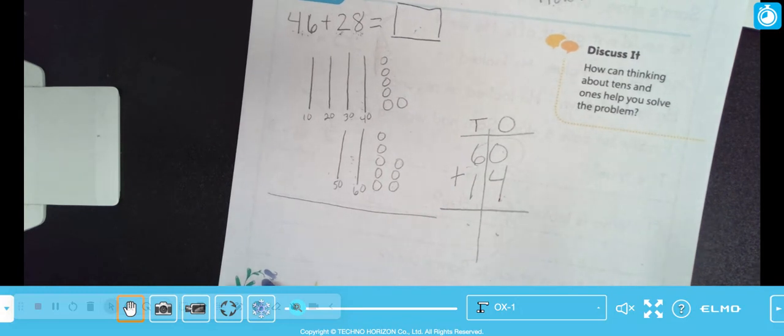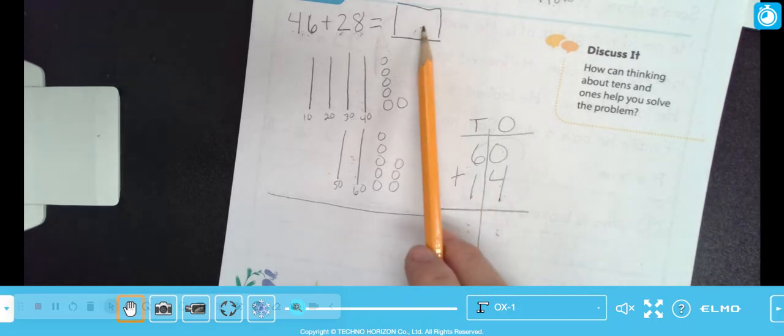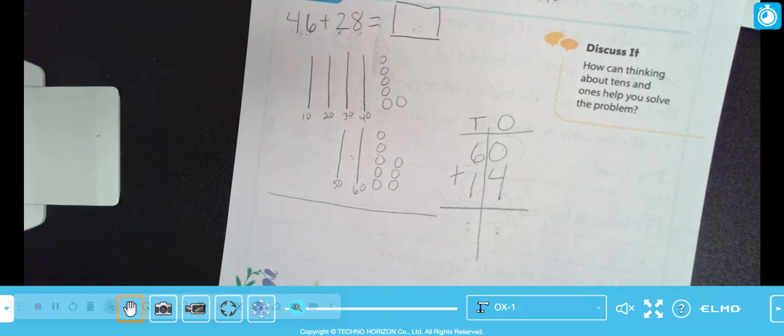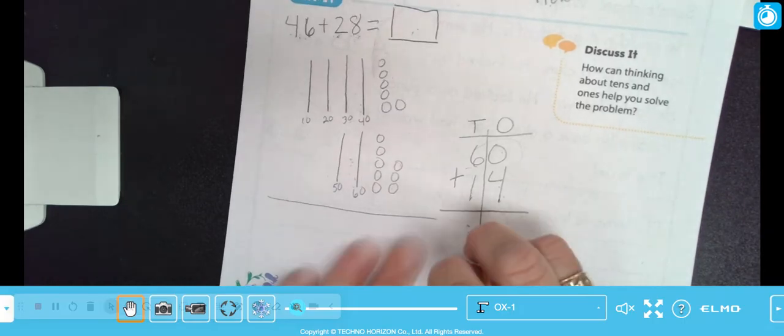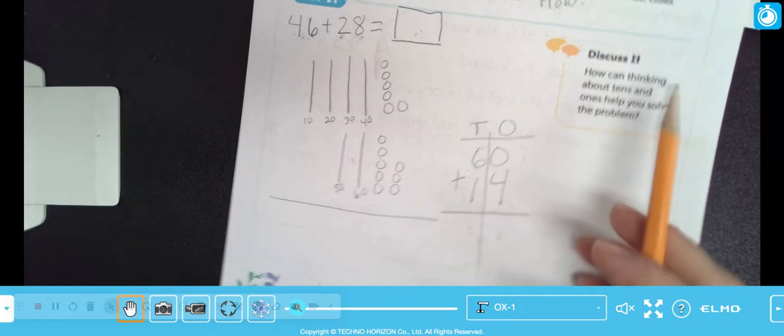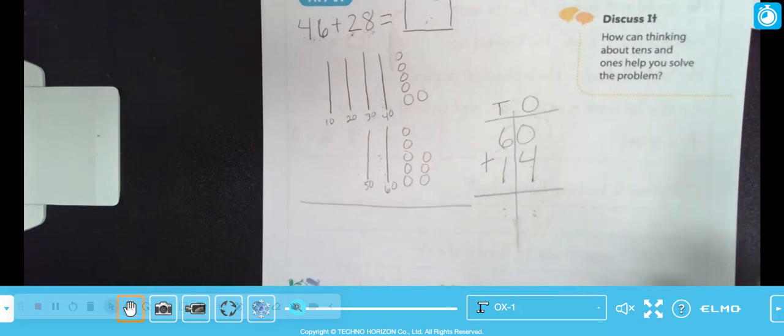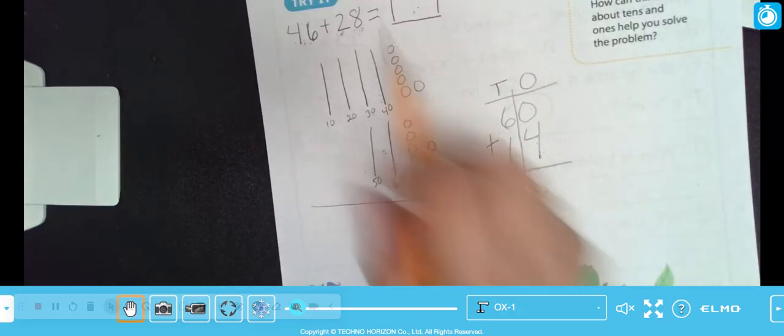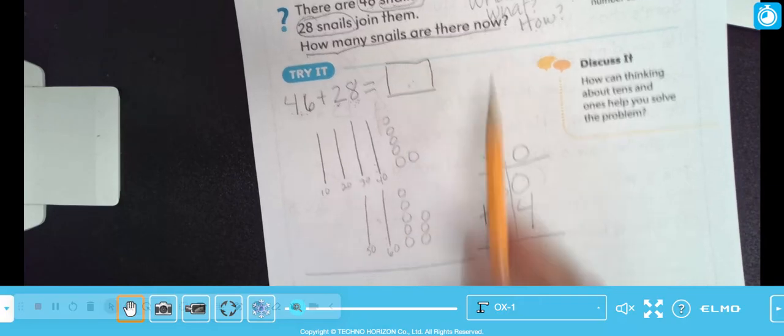Once you add up 0 plus 4, put it here. 6 plus 1, put it here. And then write that answer here. Now we have the answer, right? So we're going to make a sentence. You're going to write small. If you write big, it's not going to fit. So write small. How many snails are there now?